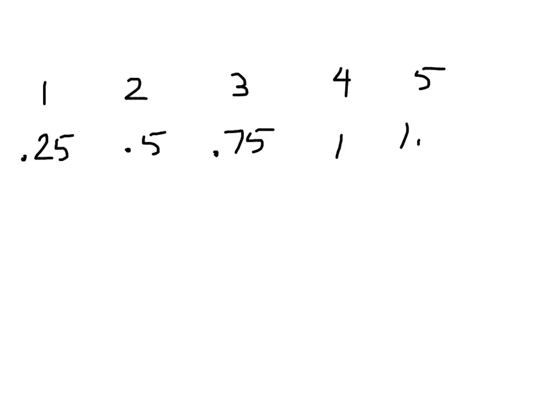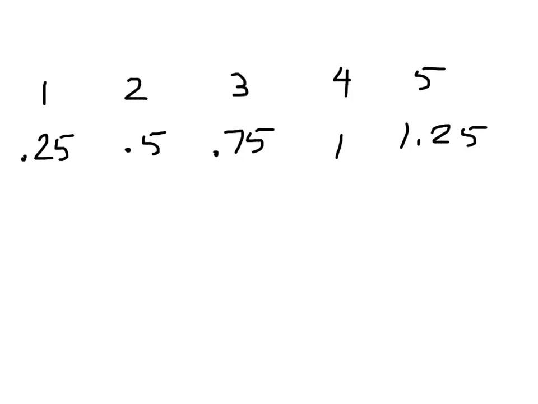One, and then it's 0.25. Two, and then it's 0.5. Three, and then it's 0.75. Four, and then it's one. Five, and then it's 1.25. Now, I didn't write them in the graph type format. I made them more like a chart type format. Is that any different, though?